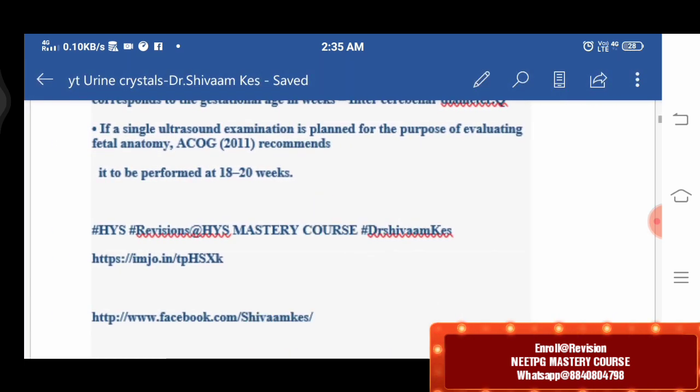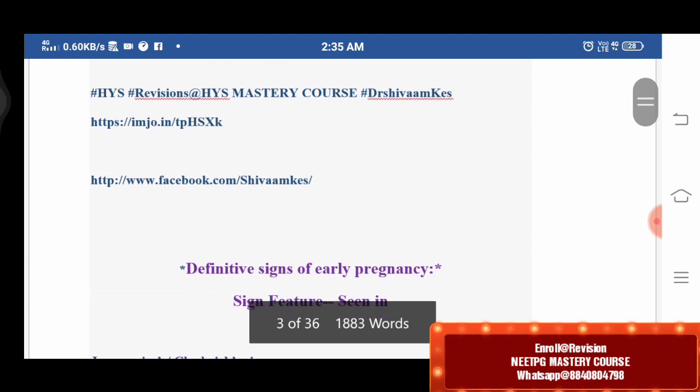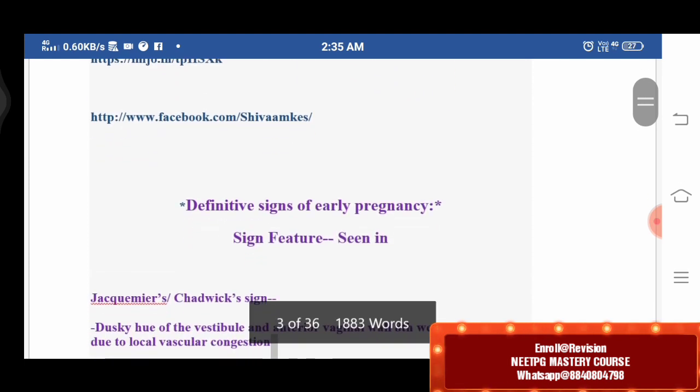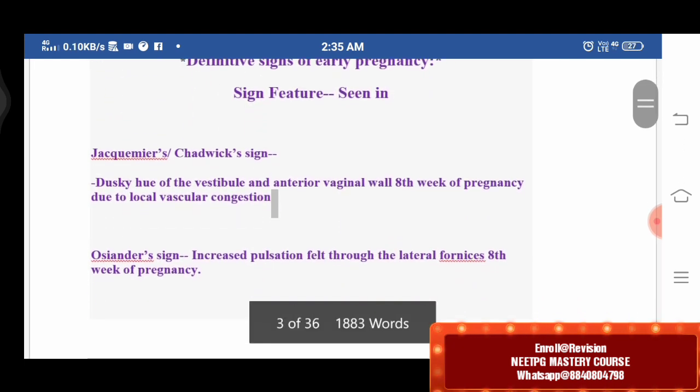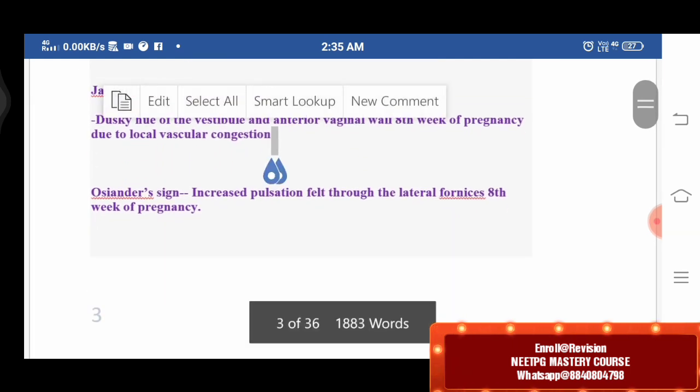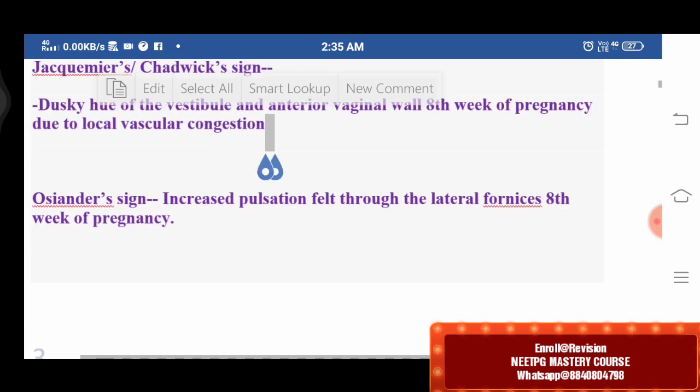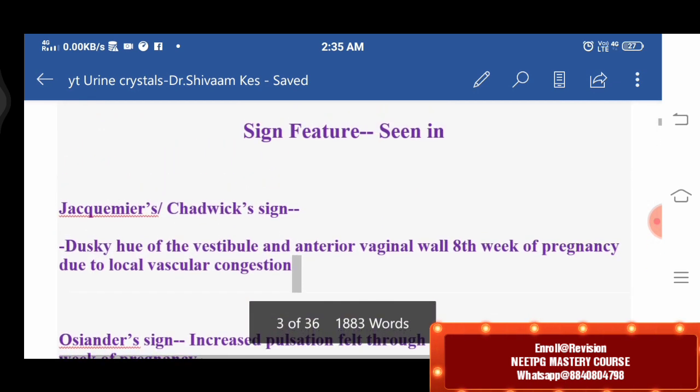So this is something called high yielding. Why? Because in each and every exam it is being asked, be it a JIPMER exam, be it a PGI, be it a NEET PG, or be it AIIMS.